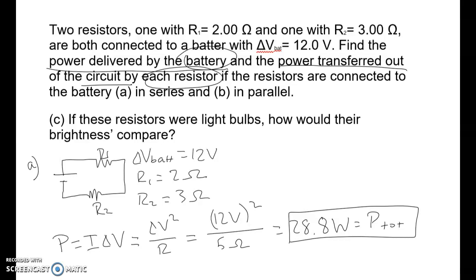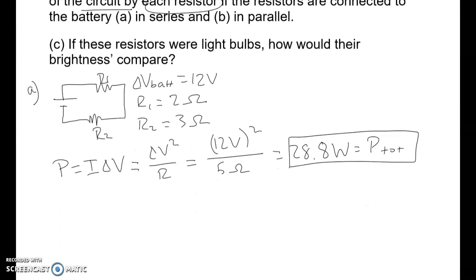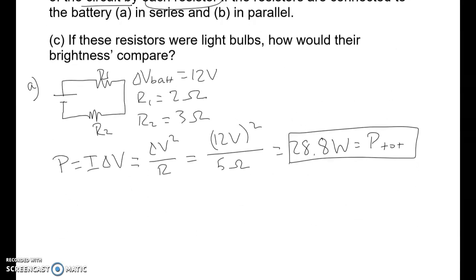Let's solve for the total current here. We could also solve for the voltage drop over each, but let's deal with solving for current. It might be simplest to use that equation. If we want to solve for the total current of the circuit, we use Ohm's law.